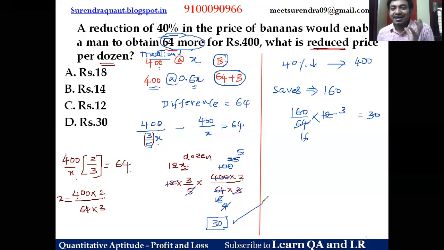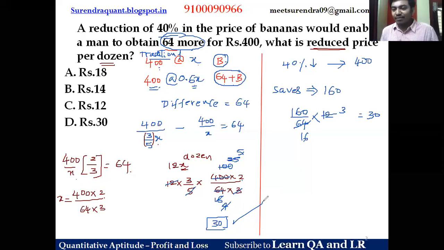So this is the simplest method to understand. Let me explain the situation again. He went with 400 rupees to the market and he saves 40% money, because the reduction in the price is nothing but his savings, right? He is not spending any extra money from his pocket. What is 40% of 400? 160. With this savings, with that 160 rupees, he purchased 64 extra.